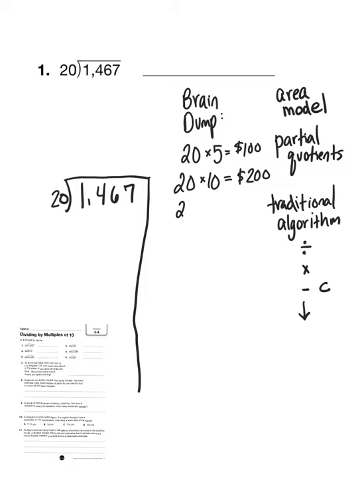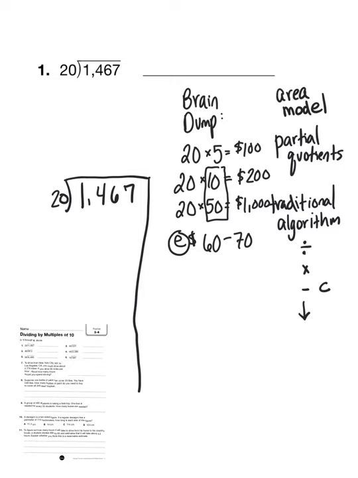I have $1,467. So let me go ahead and give each of my 20 friends $50. That would mean I had shared $1,000. So this tells me that I could probably give my friends maybe somewhere between $60 and $70 each. That's going to be my estimate. I'm going to put E for estimate there. Okay, now I'm going to go ahead and divide and see what I get.